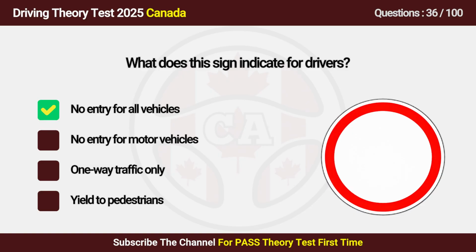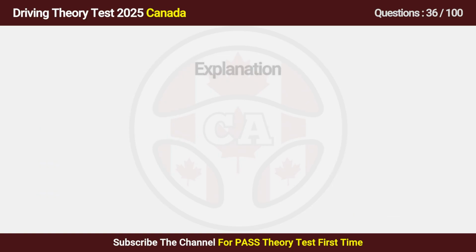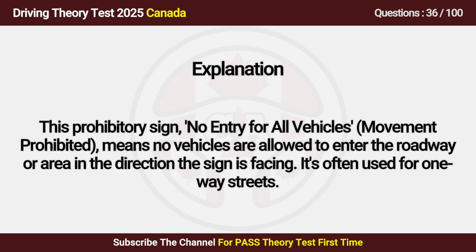Answer is A. No entry for all vehicles. This prohibitory sign, no entry for all vehicles, movement prohibited, means no vehicles are allowed to enter the roadway or area in the direction the sign is facing. It's often used for one-way streets.